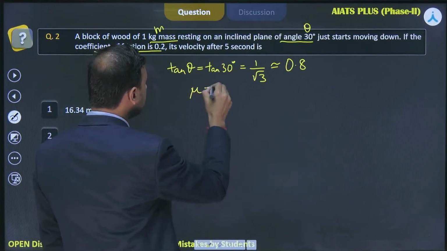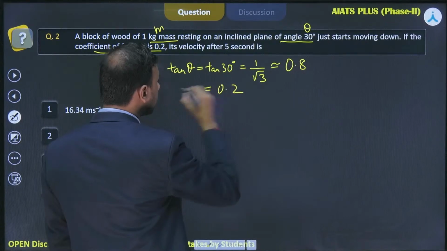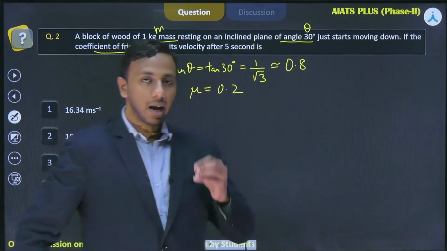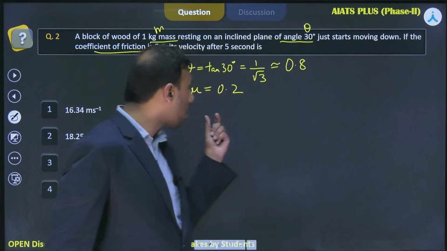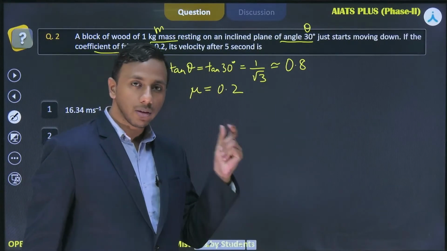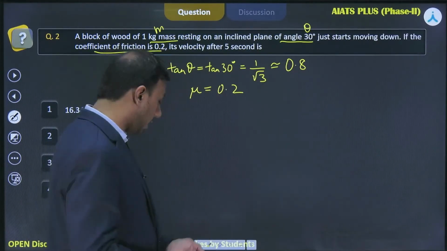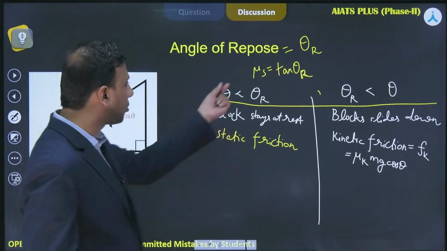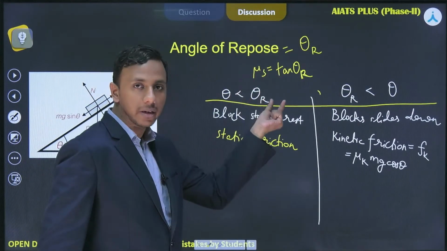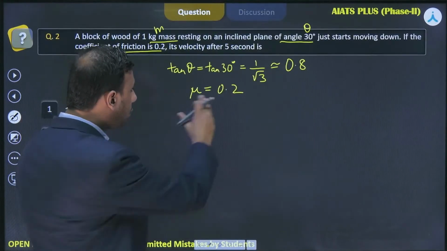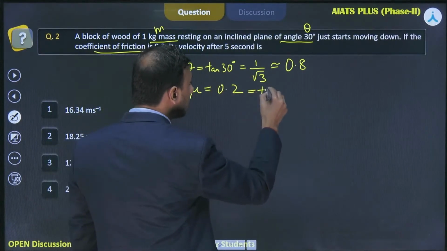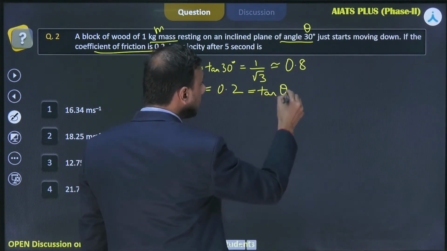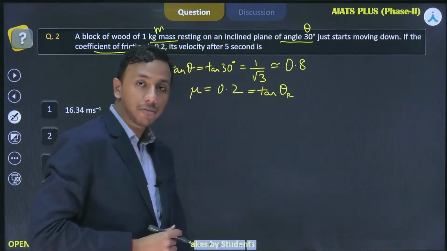So mu is given as how much? 0.2, right? Which means, when the block is just about to slip, what would be the angle of repose? Angle of repose, just what I told you, right? It should be equal to tan theta, isn't it? So mu should be equal to tan theta. This is tan of the angle of repose, right?